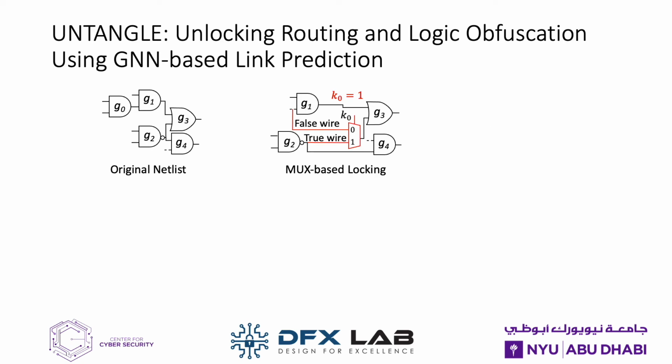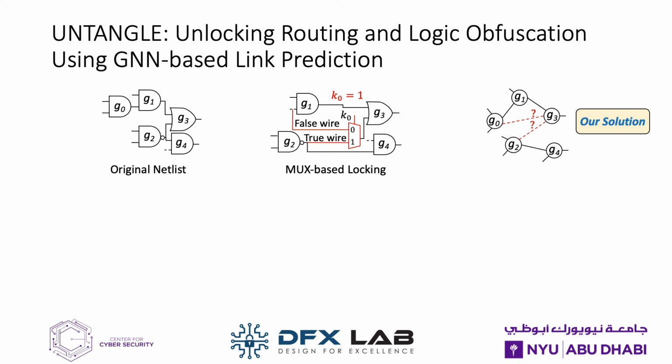UNTANGLE is another interesting GNN-based platform that we have developed to assess the security of logic locking. So again, there are different ways to implement logic locking, and in one of the implementations, the connections in the circuit are obfuscated. And for us as attackers, it is difficult to figure out the correct connections in the circuit. So what we do is we convert the circuit to a graph, and we mark all of these obfuscated links as target links. And our goal is to identify which of these links are correct.